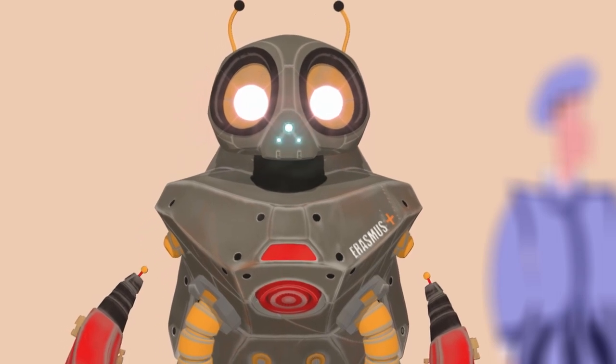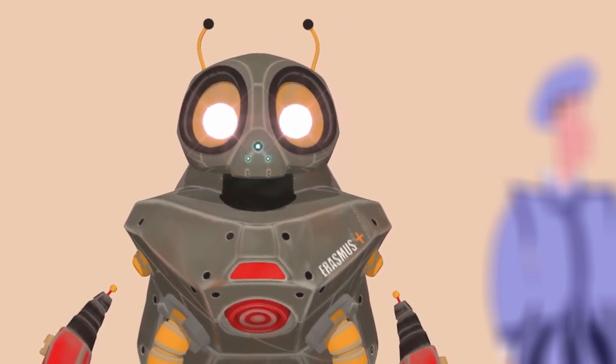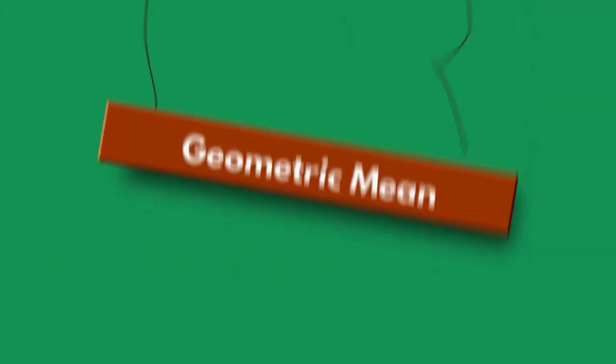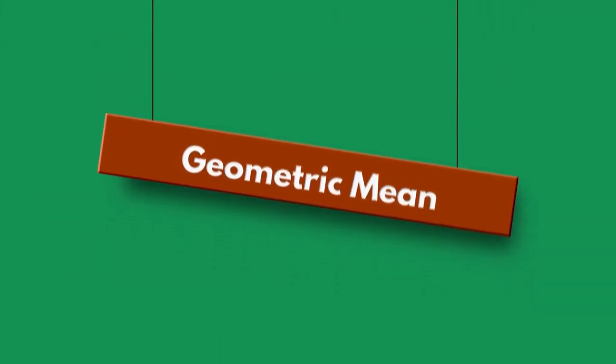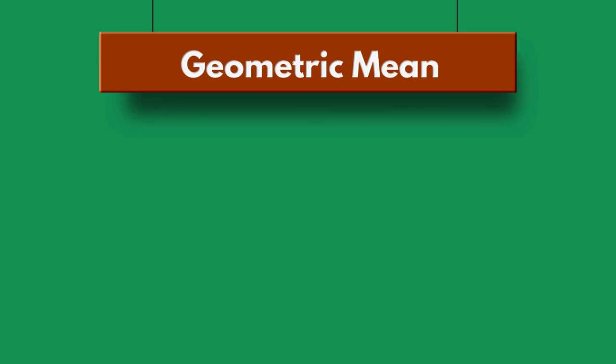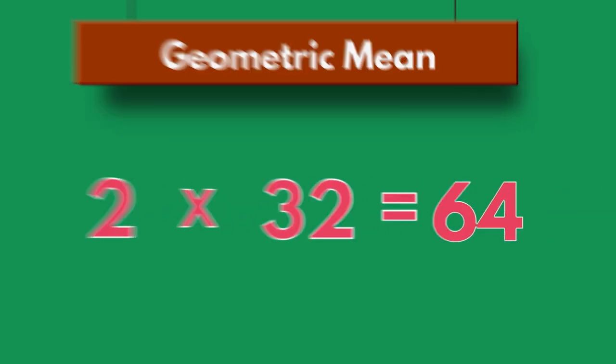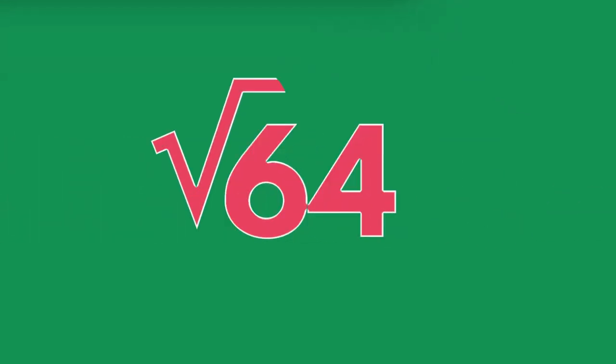Let's get back to arithmetics then, to see how a geometric mean of two positive numbers is calculated. What is the geometric mean of 2 and 32? First we multiply them, then, as there are two numbers, take the square root, which means that the geometric mean of 2 and 32 is 8.